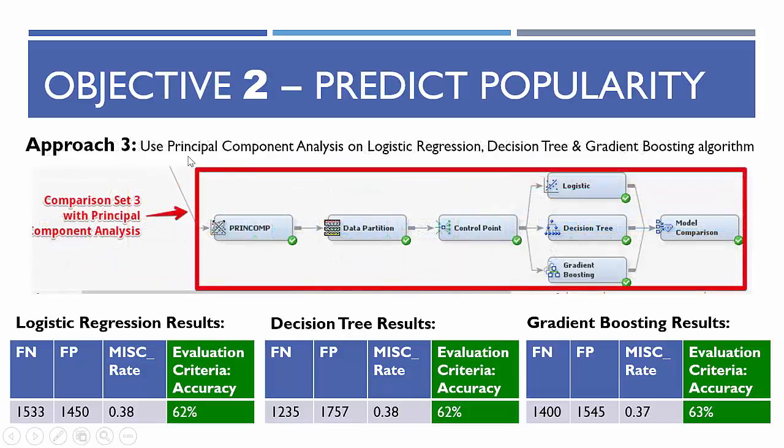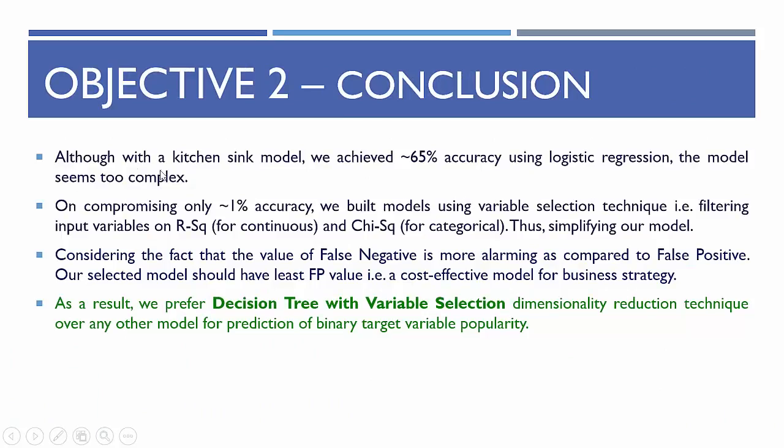Approach 3 used principal component analysis on the same three models, in which we received accuracies of 62, 62 and 63%. So all of them are similar. Principal component analysis gave us a different set of filtered attributes based on the variance. The conclusion for our objective 2 can be seen here.